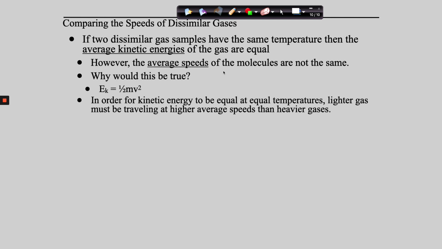If you were really following along on the previous slide, you should be able to agree with this. If you've got two dissimilar gases, helium and neon, at the same temperature, their kinetic energies are the same. Their speeds are not the same. The reason is because their masses are different. The take-home message is that at equal temperatures, lighter gases are traveling faster. Good? Can we move on?